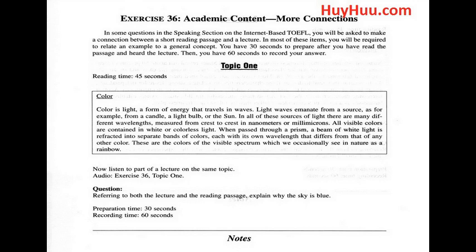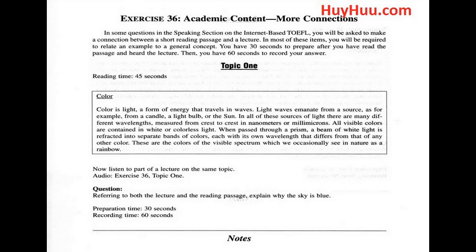Example speaking answer. Color travels in light waves that emanate from a light source. When light is scattered, as for example by a prism, white light is refracted into bands of color, and each has its individual wavelength. Blue light has a short wavelength as compared with, say, red light, which has the longest wavelength. The result is that blue light is scattered about 10 times more than red light.